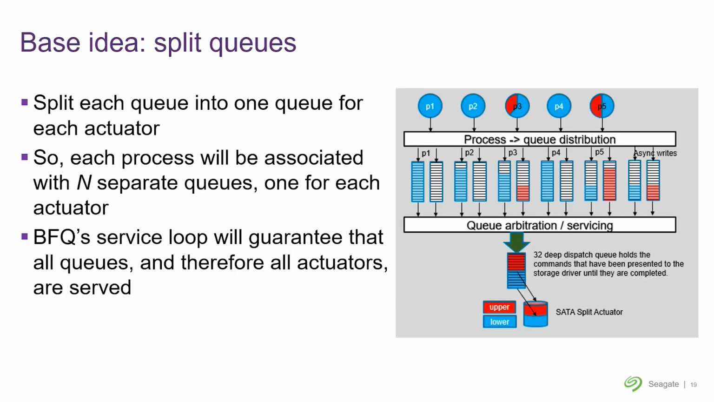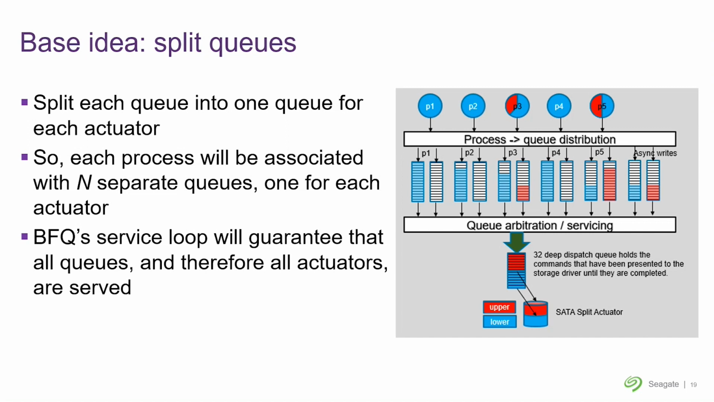So this was the first step, the base idea. The base idea was, instead of having one queue for each flow, to have two queues. So each flow would have a queue dedicated to each of the upper and lower LBA ranges, two actuators essentially. And each process is associated with n number of queues, one for each actuator. Here at Stukes, we're a dual actuator today. And then the service loop guarantees that all queues are served.